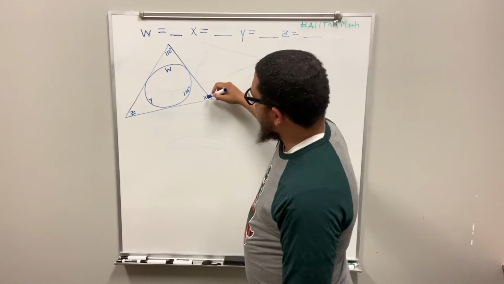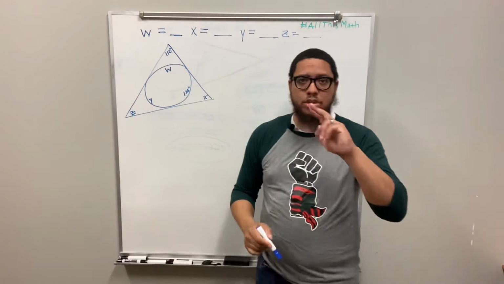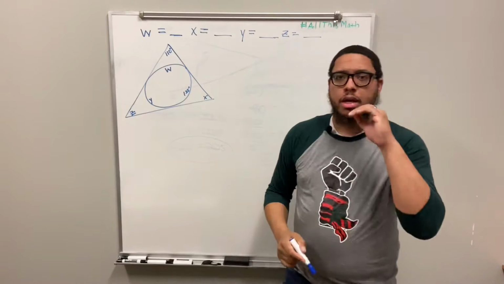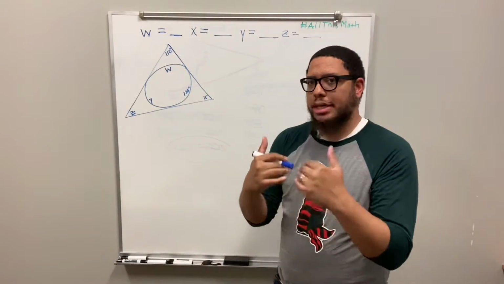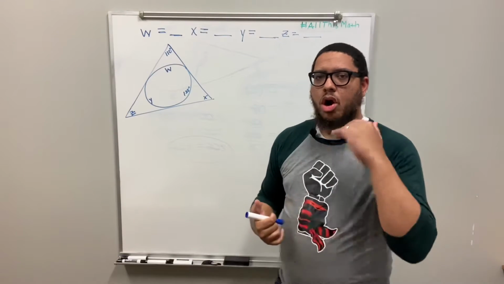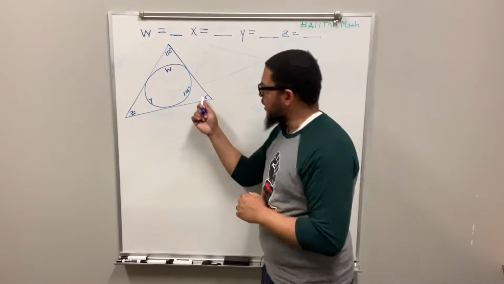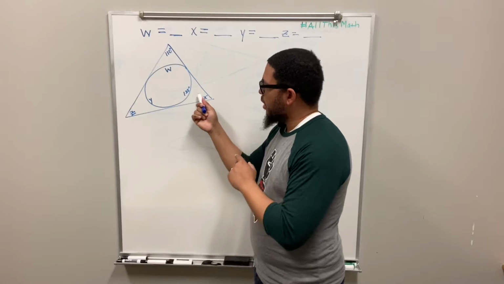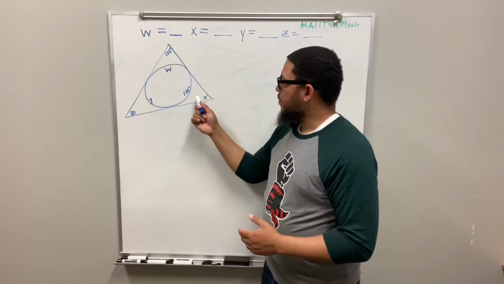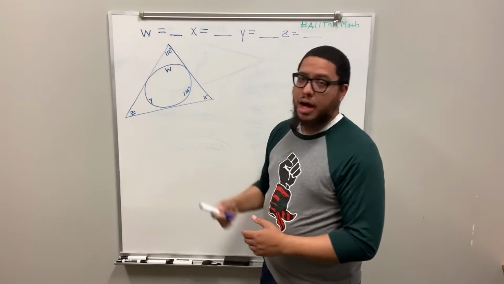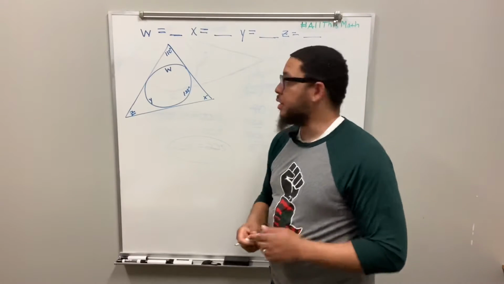So whenever you have an angle that's formed by two tangents, check this out. The measure of that angle and the measure of the arc that's closest to it in the circle are supplementary. So what does that mean? That means that this angle right here, labeled X, and this arc right here are supplementary. So X plus 135 must equal 180.